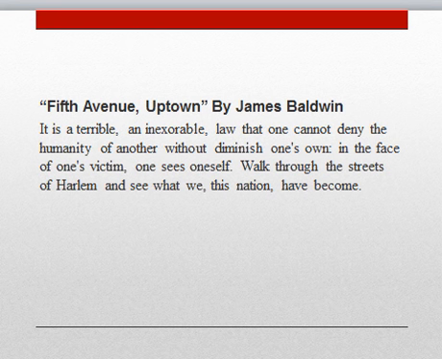And here is an excerpt from the essay Fifth Avenue, Uptown, which reemphasizes the theme of the essay. "It is a terrible and inexorable law that one cannot deny the humanity of another without diminishing one's own in the face of one's victim. One sees oneself. Walk through the streets of Harlem and see what we, this nation, have become." And those are the ending lines that emphasize the thesis of this essay.